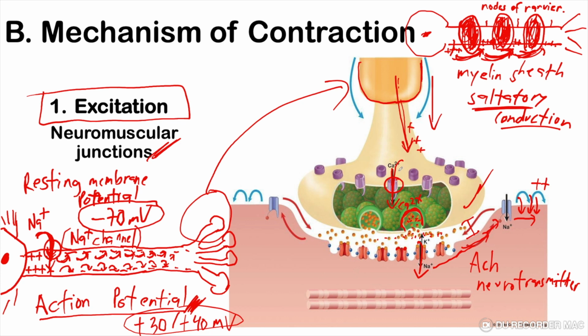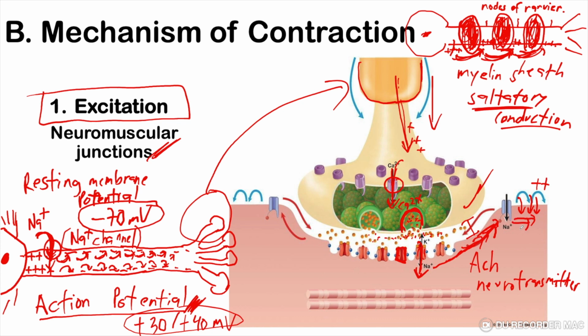When it reaches the axon terminal, it will signal the calcium channels to let calcium in. When that calcium is inside, it will signal the release of your neurotransmitter in that synaptic vesicle outside the synaptic cleft. This neurotransmitter acetylcholine will bind to your acetylcholine receptor in your sarcolemma, right here, and after the acetylcholine receptor binds, your sodium will go in again, and it will again propagate the action potential in your sarcolemma.